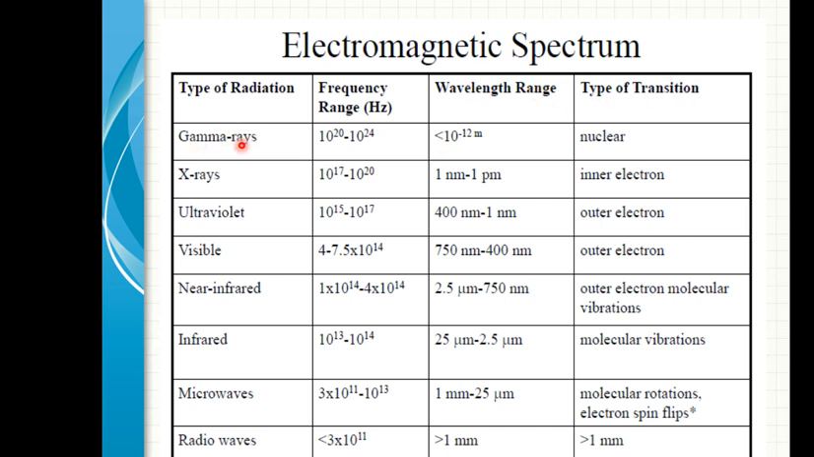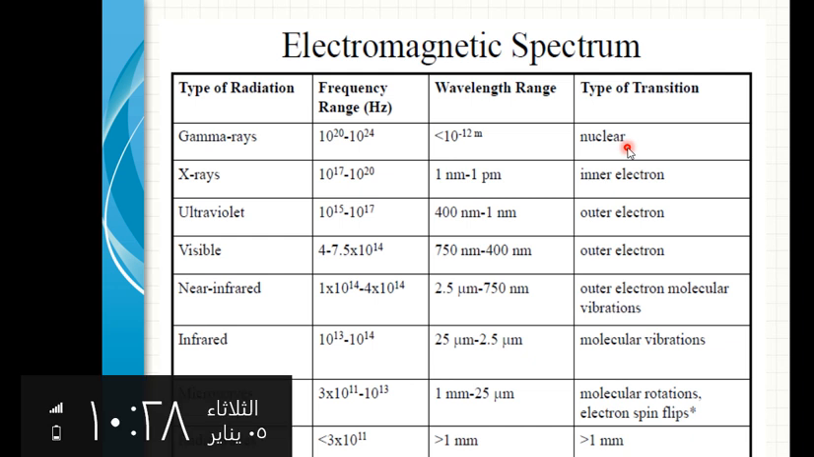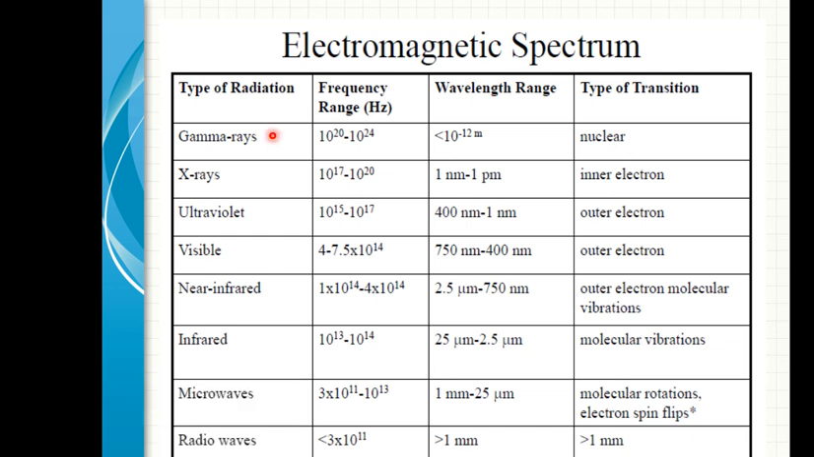See here, the gamma rays, which have the highest energy, interact with the nucleus of the molecule. X-rays react with inner electrons. Ultraviolet and visible react with outer electrons. It's a low energy compared with gamma rays and X-rays. Infrared and near infrared react with outer electrons and molecular vibration. This is the molecular vibration. This is called infrared spectroscopy, and this is called UV spectroscopy.